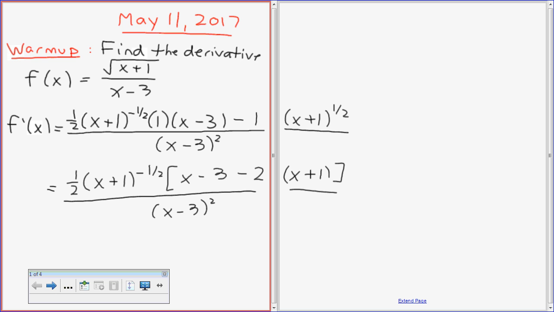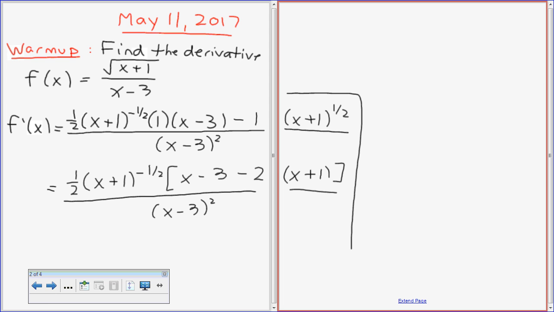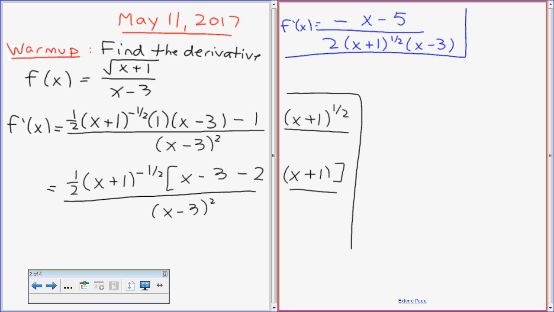Yeah, go ahead. Never mind, I just realized that. We're good? Okay. I'm going to go up here. If I go up here, is that okay? So that's then going to just turn into x minus 2x is negative x. Negative 3 minus 2 is minus 5, all over 2 times x plus 1 to the 1/2 times x minus 3, and I think that's my final answer. If you ended up with 1/2 x minus 5 over 2, that's probably okay, right? But it's a lot nicer to factor out the 1/2.